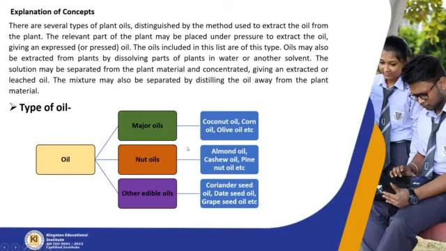Next one is nut oils, which are normally prepared from different types of nuts. Next one is other edibles, which are mixed from different types of nuts or seeds. Normally this type of other edibles comes from seeds.